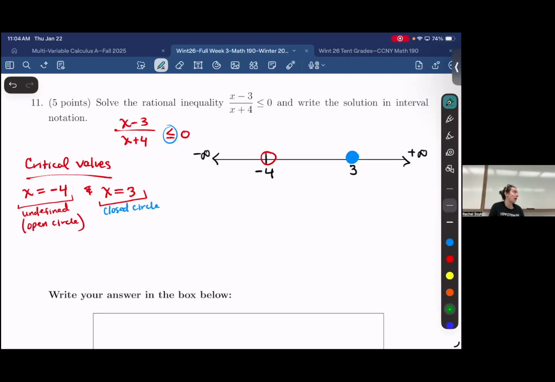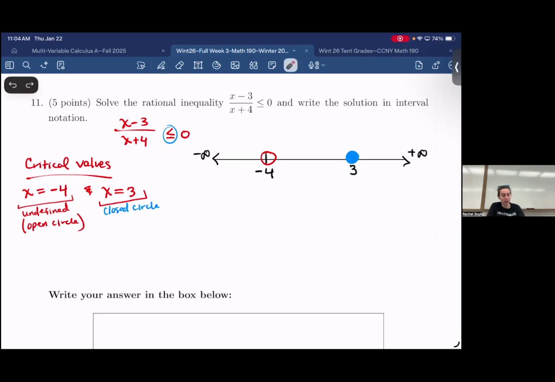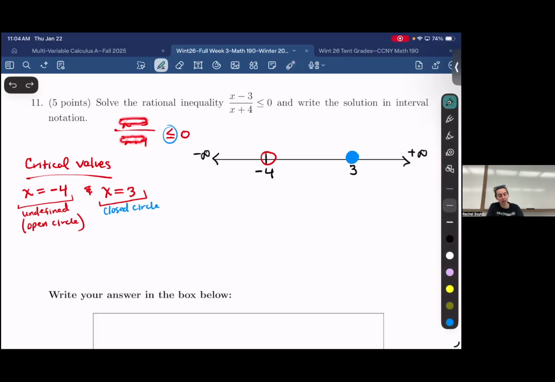So what's a value between negative infinity and -4? -5. -5 minus 3 is a negative. -5 plus 4 is a negative. A negative divided by a negative is positive. I'm going to shade that in green.